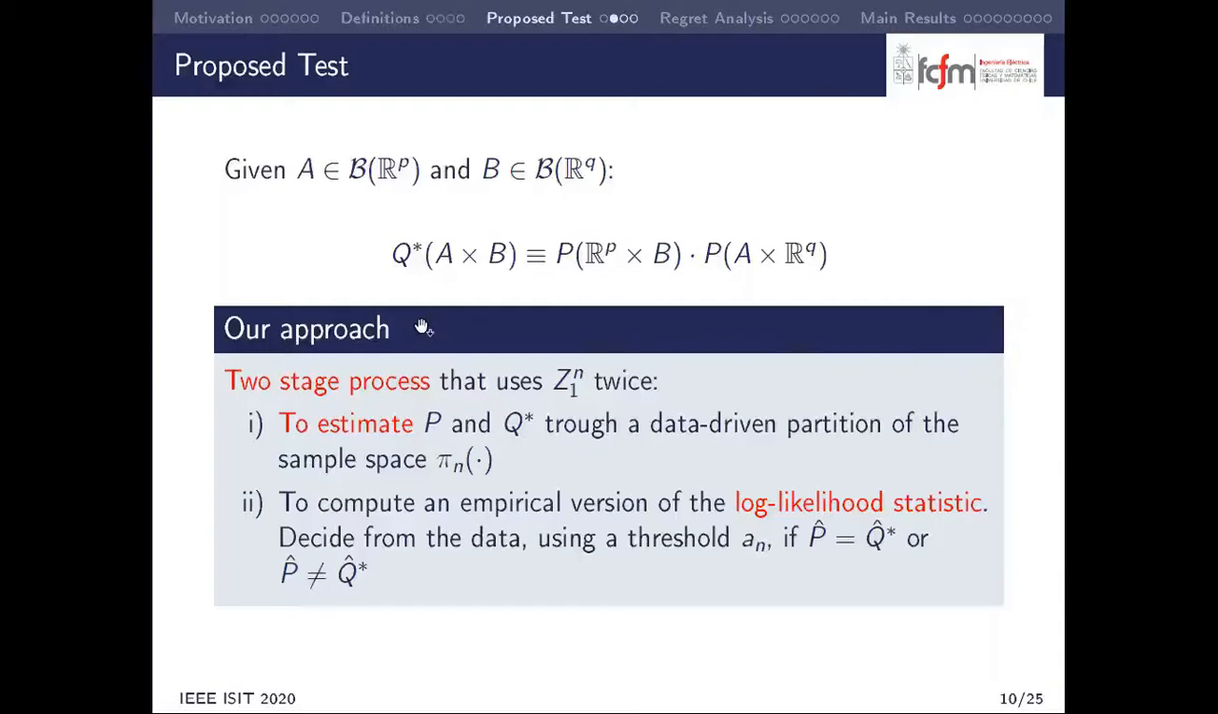So our approach will be a two-stage process that uses these samples twice. First, we will construct a partition of the sample space using these samples. And we will use that partition to estimate P and Q and construct empirical versions of them. Using those, we will compute the empirical version of the log likelihood statistic, and we will compare it with a threshold A sub n. And based on that comparison, we will decide if P is equal to Q, in which case we would have independence, or if they are not.